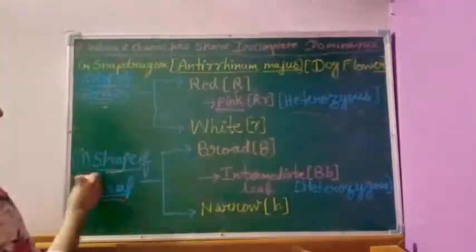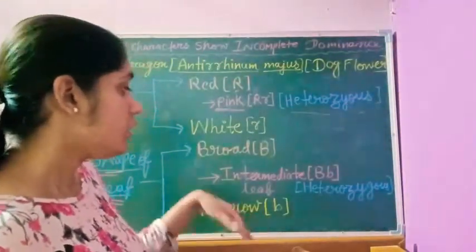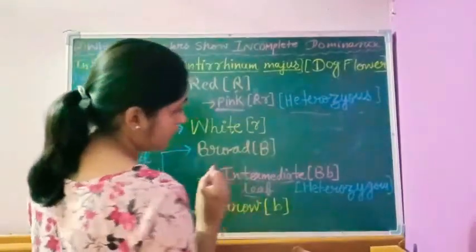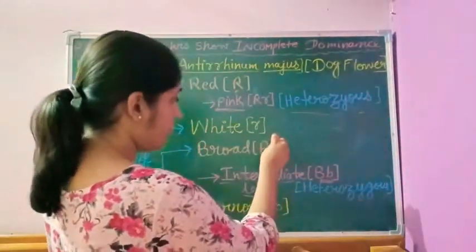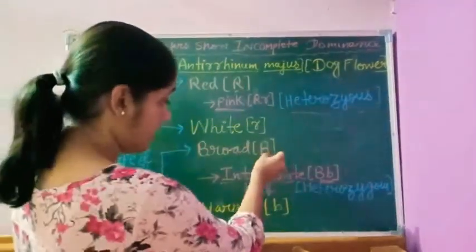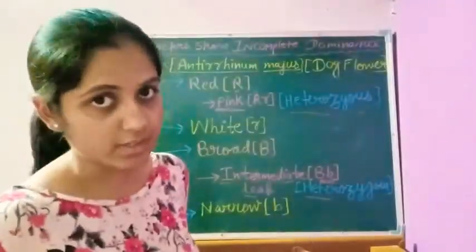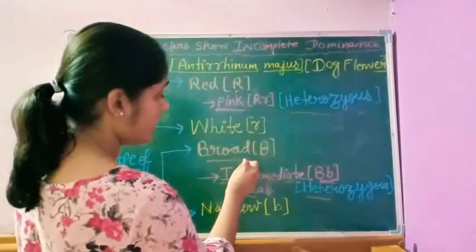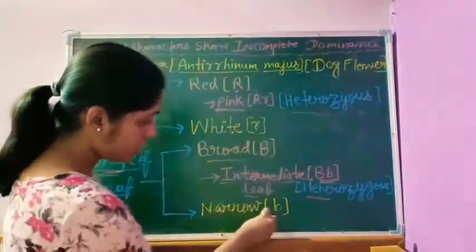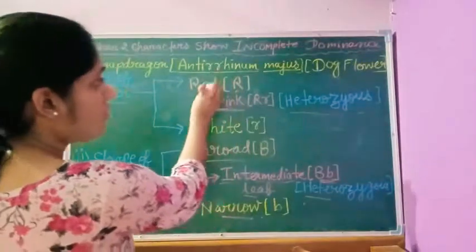The second character is the shape of leaf. The leaf can be broad or narrow, and an intermediate leaf can also be produced. When the broad allele, the dominant allele, and the recessive allele are present together in the heterozygous form, the leaf produced is intermediate in size because of incomplete dominance, because the dominant broad allele cannot completely mask the expression of the narrow leaf, the recessive character. So the leaves are not broad but intermediate, and the flower is not red but pink in color.